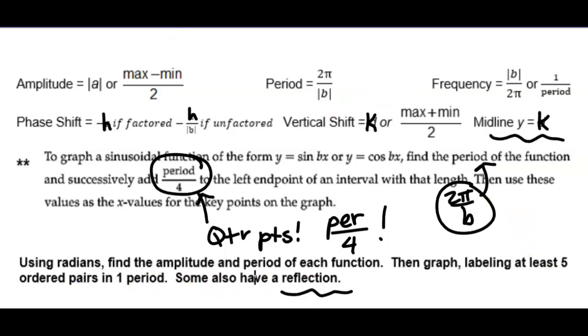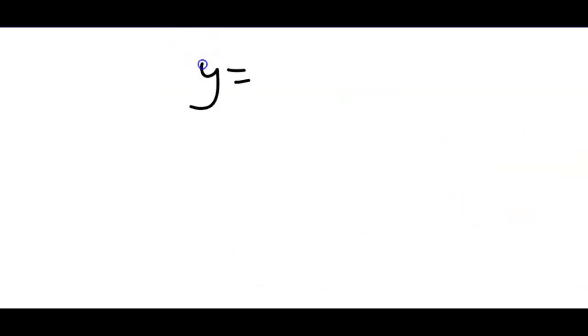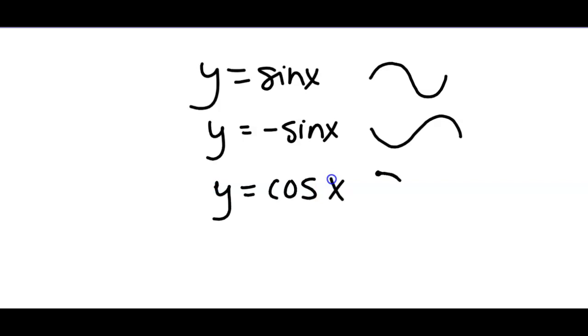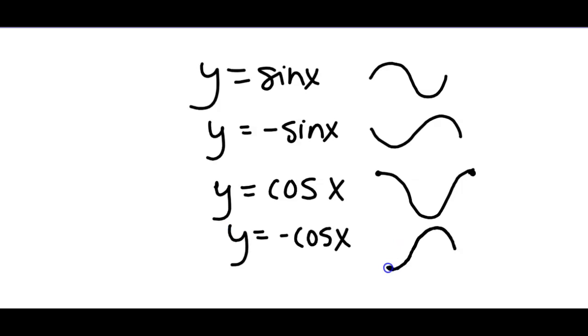So can I just address that real quick? If you have sine x, it looks like this shape, starts at the midline. If they give you negative sine x, it is reflected, so it would start and go down first and then up. If you have a cosine graph, it starts at the top, goes down and back to the top. If they give you a negative cosine, it is reflected, so it starts at the min, goes up to the max and back down. Okay, so those are the reflections that you might need to know.